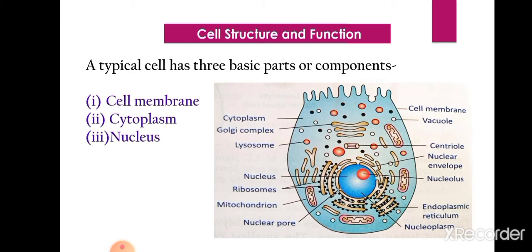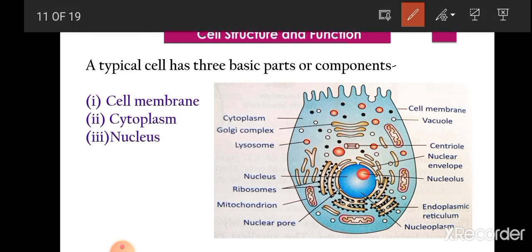These basic things, we can say, are the basic parts or basic components of any cell, and these basic components are the cell membrane, also called the plasma membrane, cytoplasm, and nucleus. These three are the basic components of the cell which are present in all cells. Later on we will study about prokaryotes and eukaryotes, and I will differentiate between these two types of cells, but these three are the basic parts which are generally present in a typical cell.